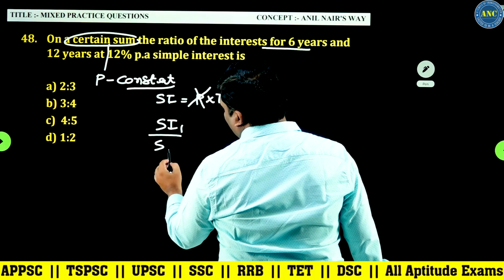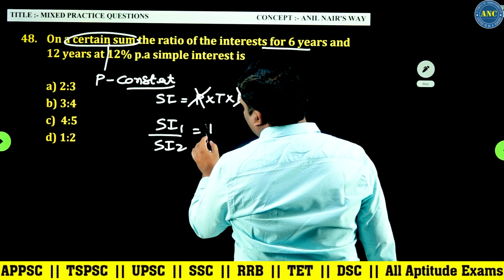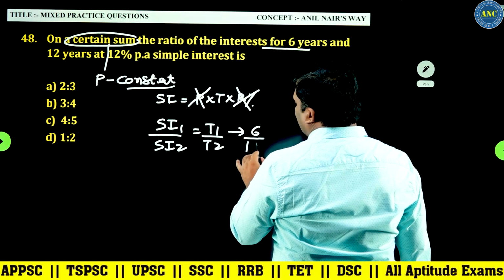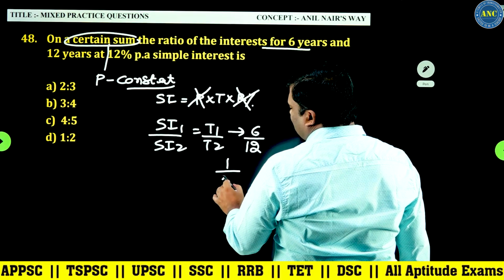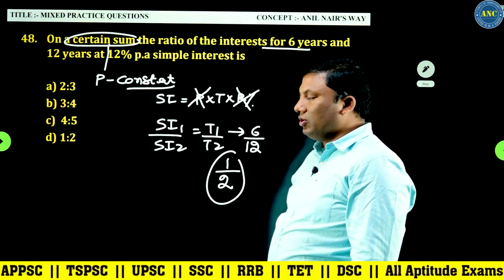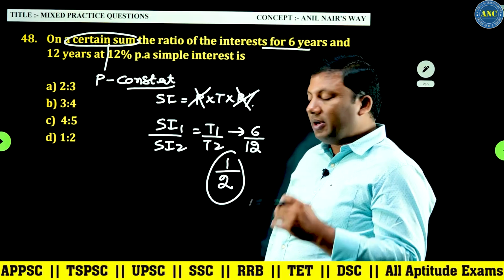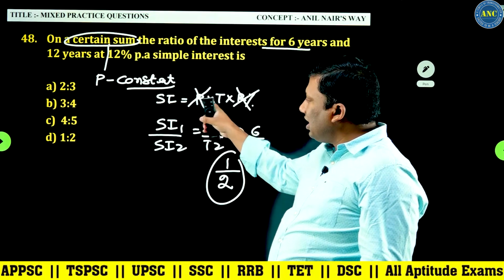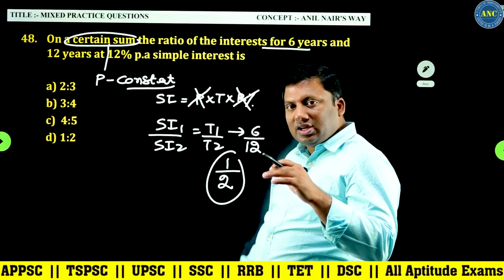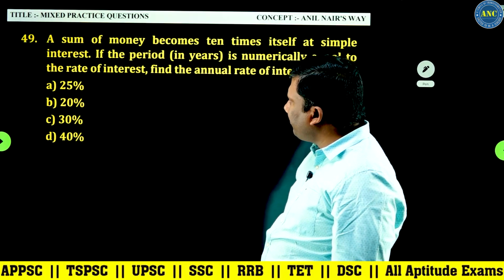SI1 by SI2 is T1 by T2. T1 is 6, T2 is 12. 6 by 12 is 1 is to 2. So the ratio of the simple interest will be 1 is to 2, since P is constant and R is constant. In both the cases, R is 12% and the principal is also the same.